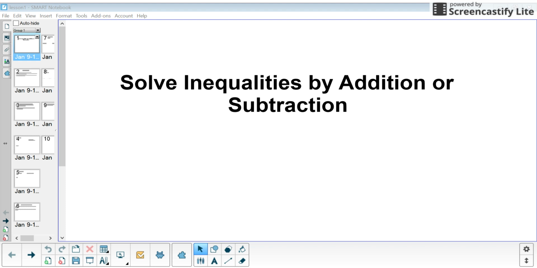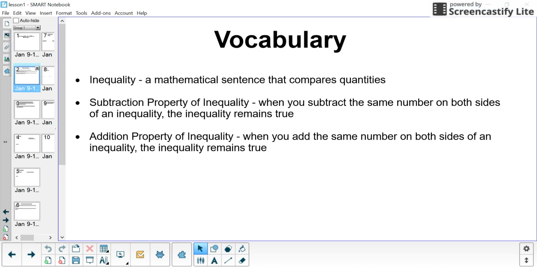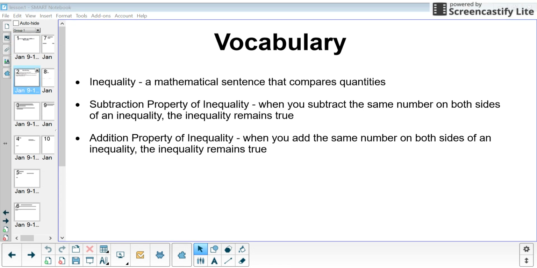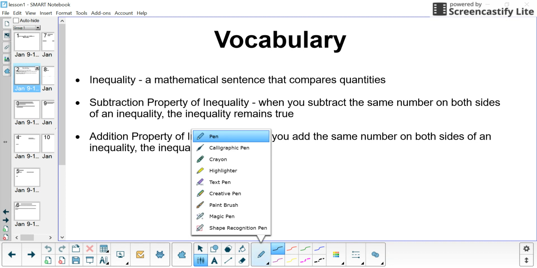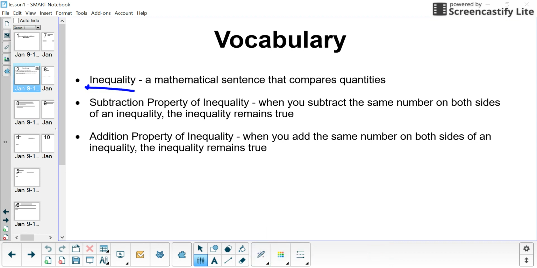Hi there, in this video we're going to learn how to solve inequalities by addition and subtraction. So the first thing that you need to know is what these three vocabulary words are. You should already be familiar with the word inequality. An inequality is a mathematical sentence that compares quantities. For example, 8 is greater than 5 is an example of an inequality.